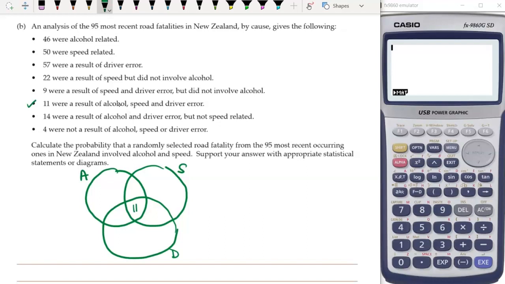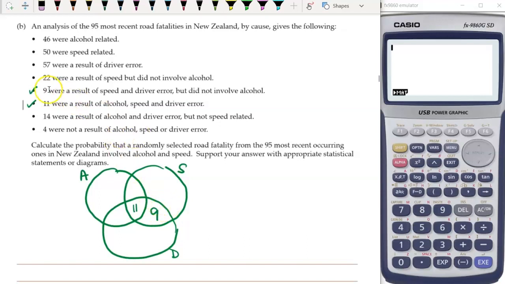I'm going to tick off the bullet points as I use them, and then keep searching for the next thing that's helpful. So if we look at, let's go with this bullet point here. 9 were a result of speed and driver error, but didn't involve alcohol. So overlap of speed and driver but not alcohol is this space just here. So that's a 9 there.